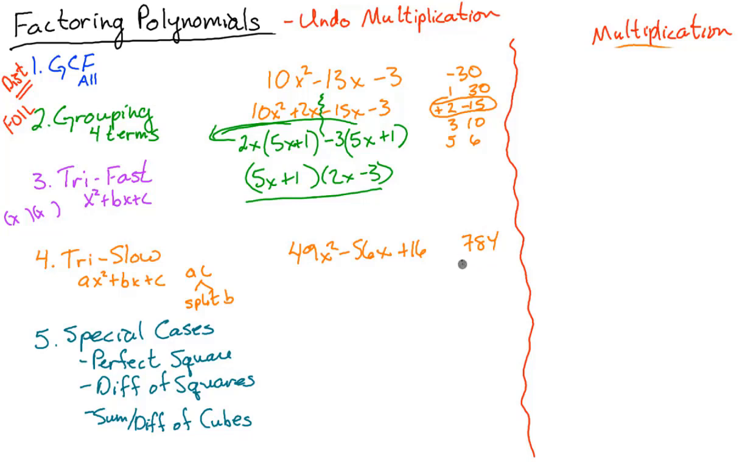All right, let's write it down. 1 times 784. 2 times, that looks like 392. Does 3 go into it? Nope. Does 4 go into it? Yeah, 4 will go into it. Looks like 196. Is that true? Good.